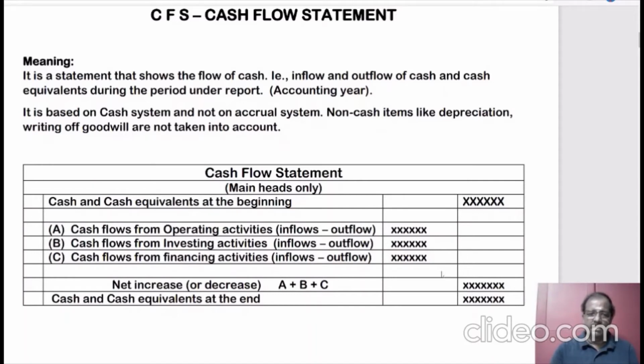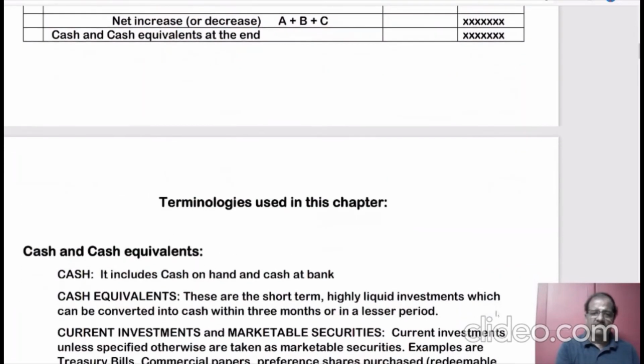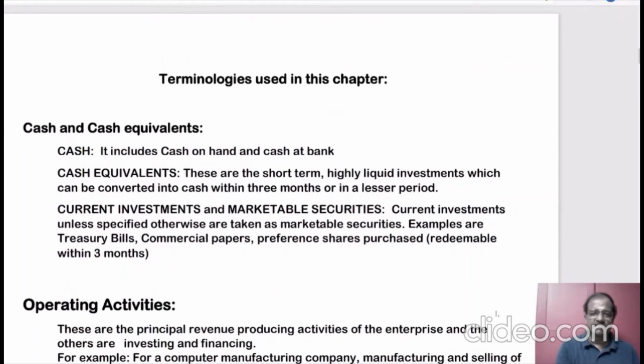On the whole, the net effect of all the three put together is written as net increase or decrease, and it is added to or subtracted from the opening cash balance. Thereby, you arrive at the cash and cash equivalent value at the end of the accounting year. Okay, my dear children, hope you have got the very purpose of the cash flow statement. Now, let us understand some terminologies used in this chapter.